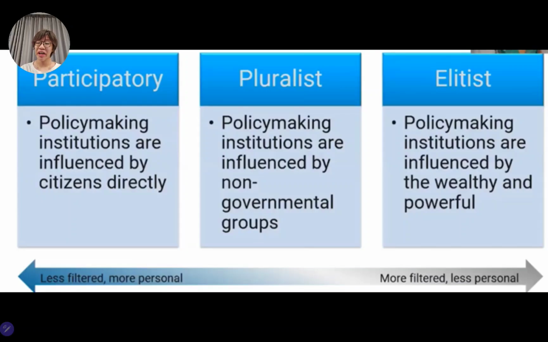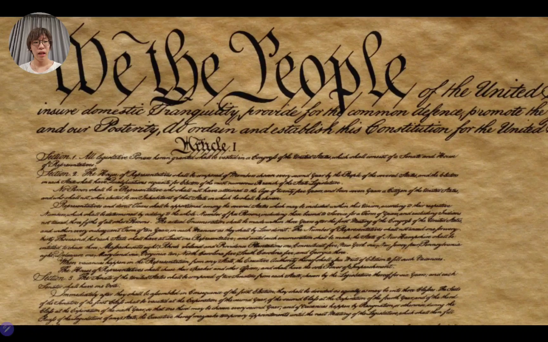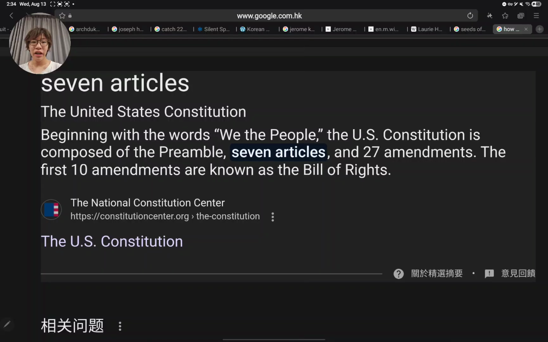And yeah, they try to include all three of these types of democracies into their government. They literally made an entire constitution, which is 12 articles long, if I remember correctly. Alright, I'm not an American citizen. It has 7 articles, Article 1 being the longest. It is composed of the preamble, 7 articles, and an additional 27 amendments that were added later, with the first 10 amendments being known as the Bill of Rights. I'll explain more about this in a little bit.